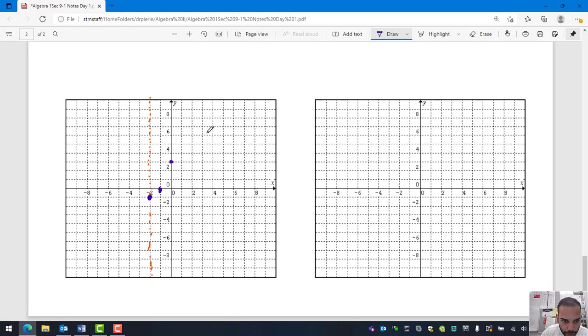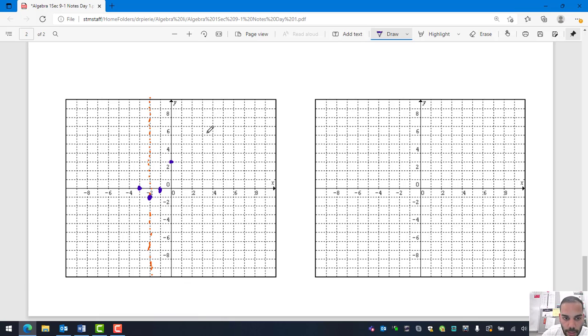So what do I mean by that? I know if I'm 1 unit to the right of my dotted line, I'm at 0. So to get my second point, all I have to do is go the opposite direction. If I go 1 unit to the left of my dotted line, I should be the exact same height, which is right here. Without doing any sort of math, I got another point.